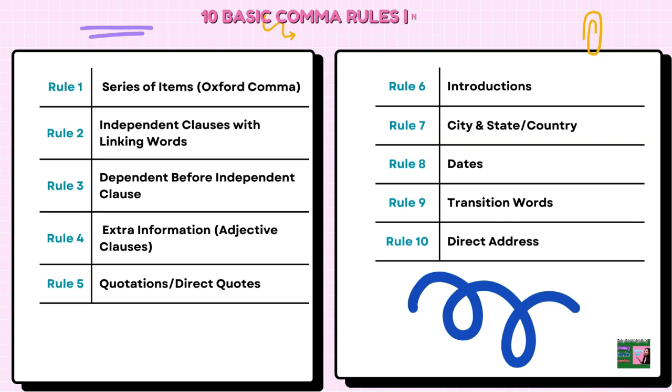Here are the 10 basic grammar rules we'll learn today. Series of items, independent clauses with linking words, dependent before independent clause, extra information or adjective clauses, quotations or direct quotes, introductions, city and state or country, dates, transition words, and direct address.